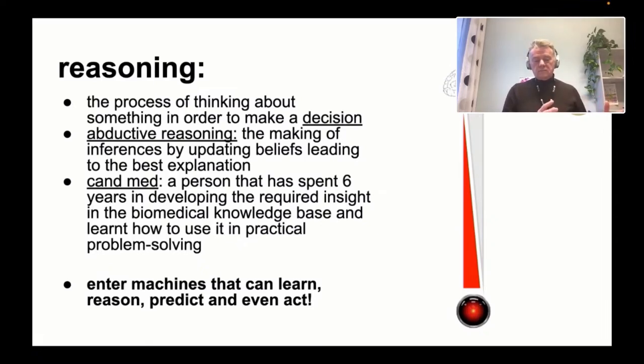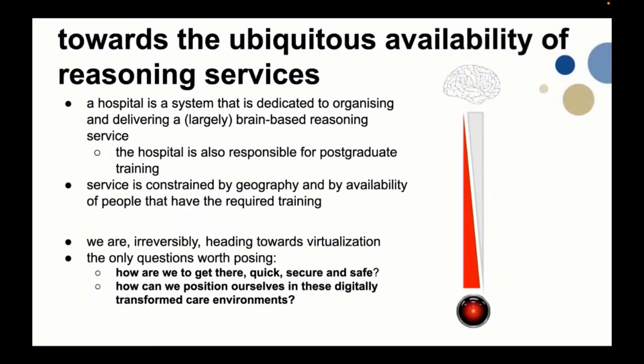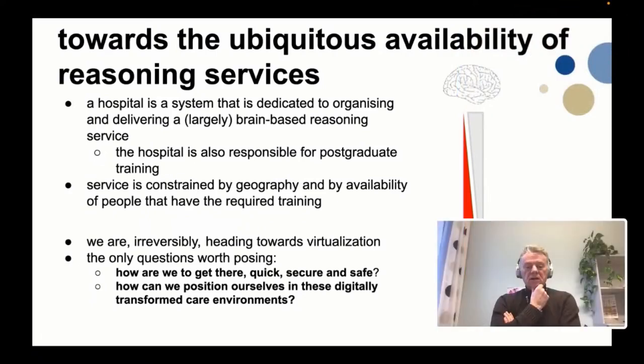And now, it has been like this for many hundreds of years. And as of now, we are beginning to see machines that can learn, reason, predict, and even act. I like to think of a hospital as a system that is dedicated to organizing and delivering a largely brain-based reasoning service. And this organization is also responsible for postgraduate training. The thing about physical hospitals is that service is constrained by geography and by availability of people that have the required training.